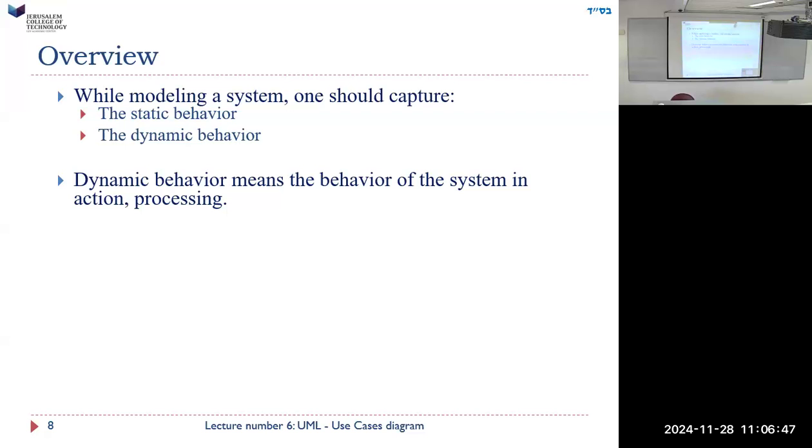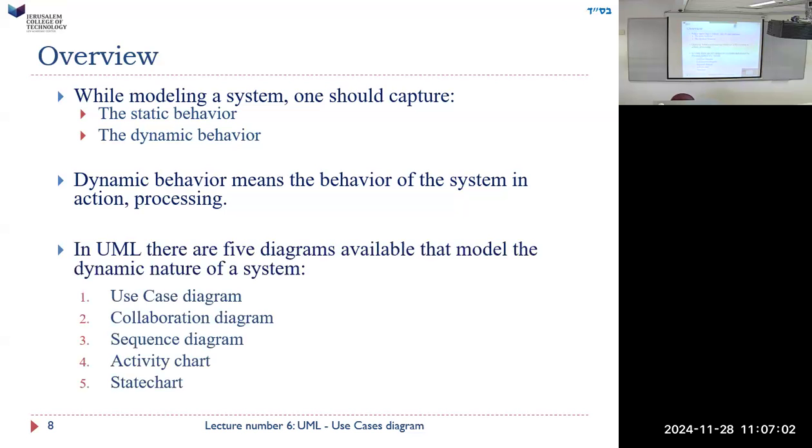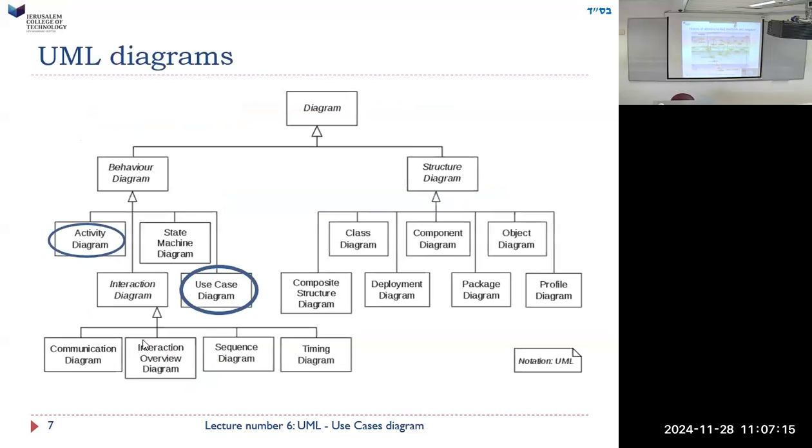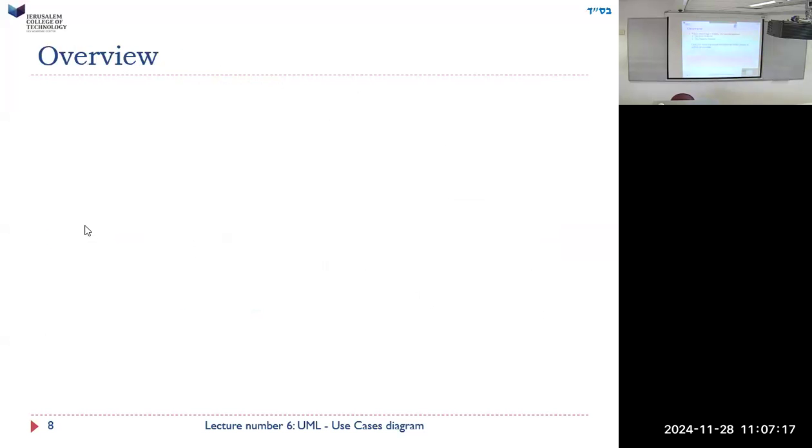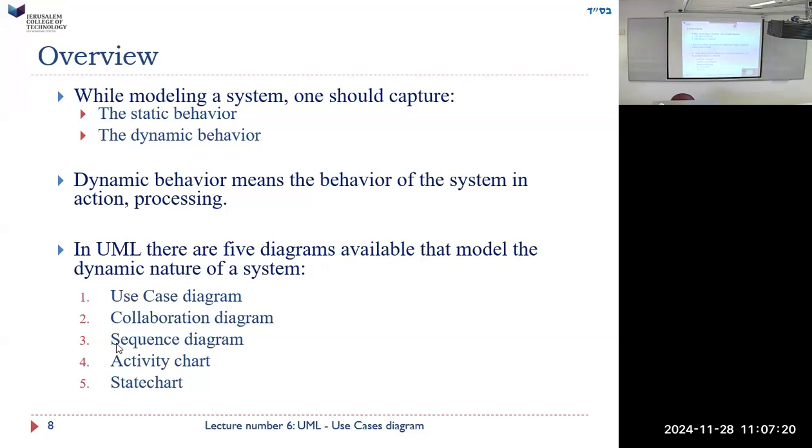So while modeling a system, one should capture, like I said, the static behavior in, let's say, the class diagram, and the dynamic behavior in, let's say, the use case diagram. Dynamic behavior means behavior of the system in action, processing, right? In UML, there are 5 diagrams available that model dynamic nature: use case, collaboration diagram, sequence, activity, state chart. So like I said, we're only going to do use case and, what did I say? Activity diagram, yeah. In the past we've done sequence diagram. So we're doing an activity diagram.